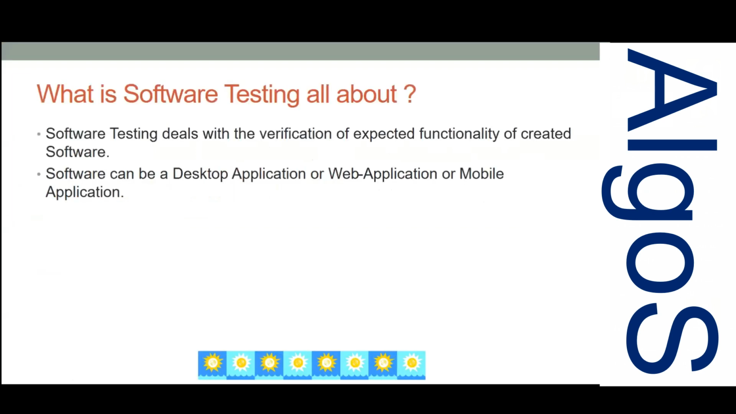So first we'll talk about a term, software testing. What is software testing all about? Software testing deals with the verification of expected functionality of created software. Now we see a couple of terms here which we're seeing for the first time. Now, what does that mean, verification of expected functionality? We'll understand that with an example.